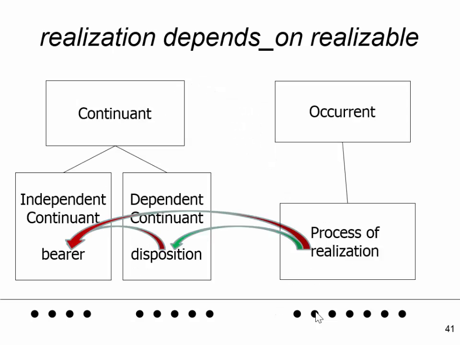A process of realization is dependent on the realizable dependent continuant, such as the disposition, which is dependent in turn on the bearer of that realizable dependent continuant. So my hand has a disposition to grasp things, which is dependent upon my hand. The processes of realization of that disposition are dependent on both me, or my hand, and on the disposition which they realize. And each of these has instances. So the processes of realization are instances of process, the dispositions are instances of disposition, and the bearers are instances of hand, organism, and so forth.